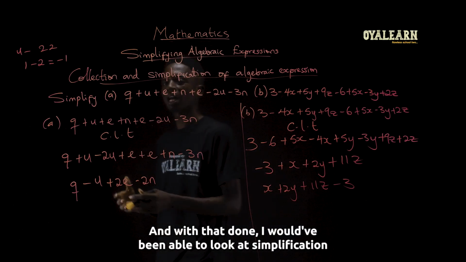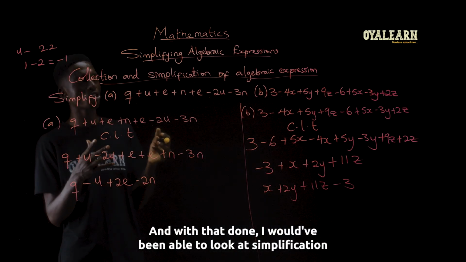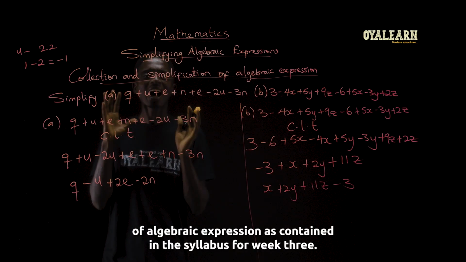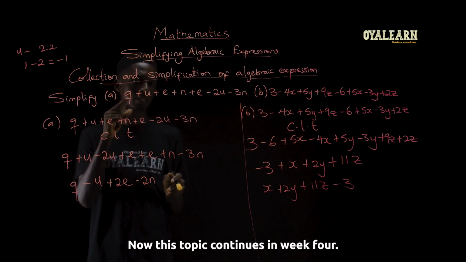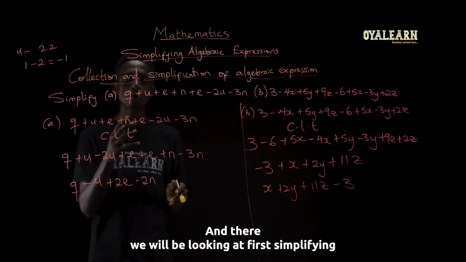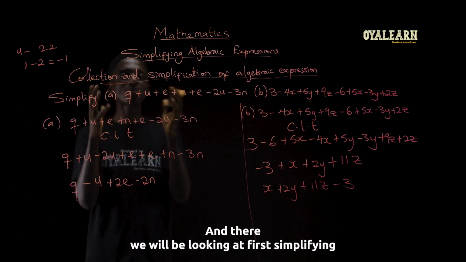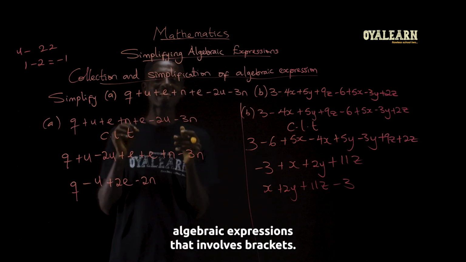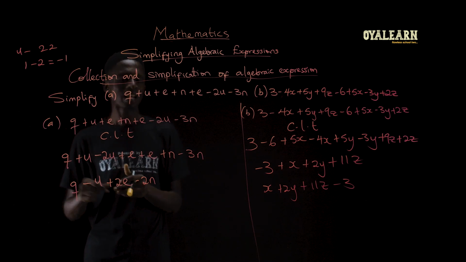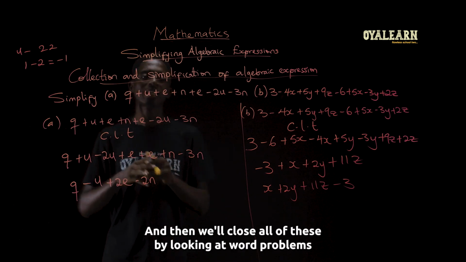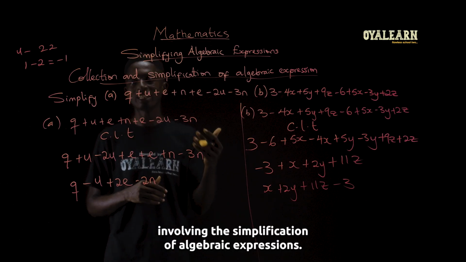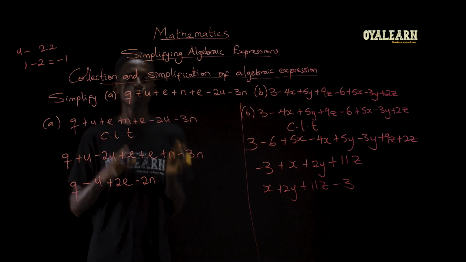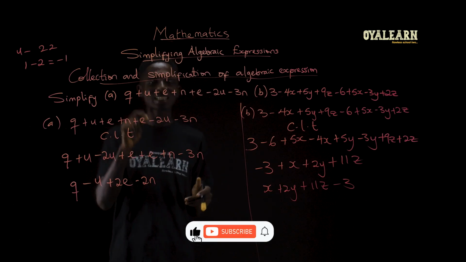And with that done, we've been able to look at simplification of algebraic expression as contained in the syllabus for week 3. Now, this topic continues in week 4, and there we will be looking at first simplifying algebraic expressions that involves brackets. And then we close all of it by looking at problems involving the simplification of algebraic expressions. So you don't want to miss that lesson.